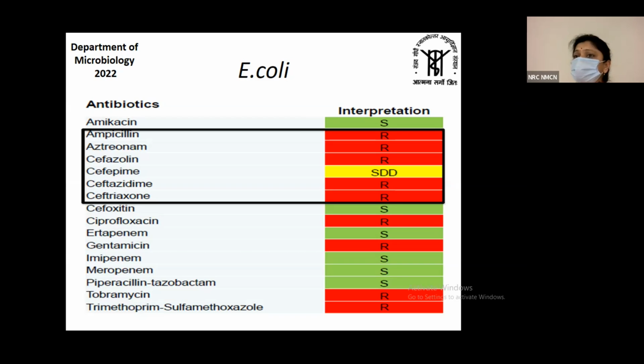Please be louder. Selective dose dependent? Susceptible dose dependent. It is not selective. So, the susceptibility of the pathogen depends on the dosing that you administer. That is why it is SDD: susceptibility that is dose dependent.